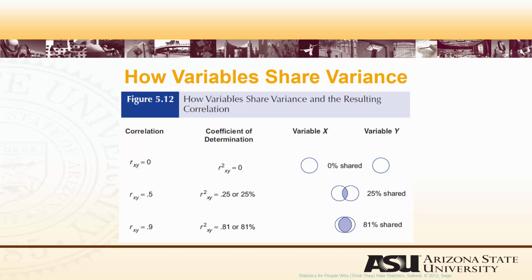So here we can visualize our coefficient of determination versus our correlation coefficient. We can imagine two circles that are completely non-overlapping if we have a correlation coefficient of 0, or coefficient of determination of 0. If we have a correlation of 0.5, we can see that 25% of the variation in y is explained by variation in x. And when we get towards the bottom, 81% is.